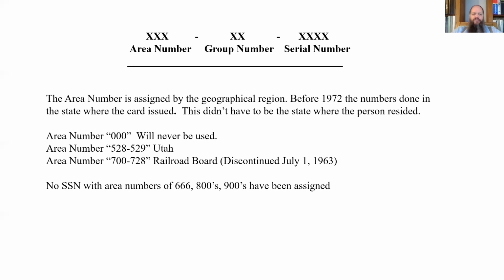The last series of numbers I'd like you to think about and point attention to is the series of numbers beginning 700 to 728. These were specially issued numbers that were issued by the United States Railroad Board. These were done for railroad employees either through private employers or through the United States Railroad Administration. These were later discontinued in July of 1963.